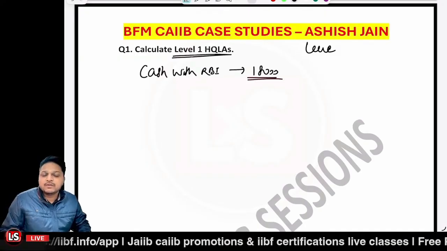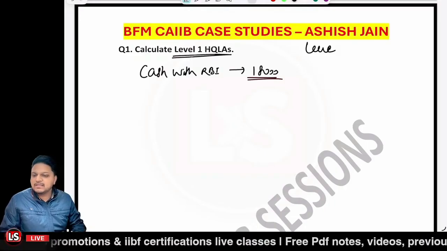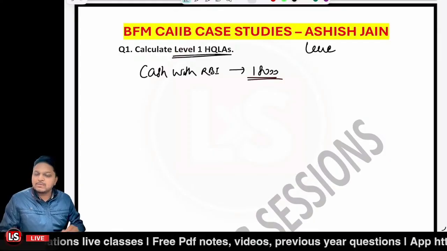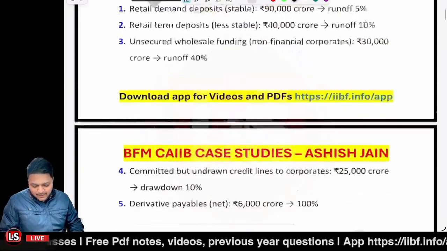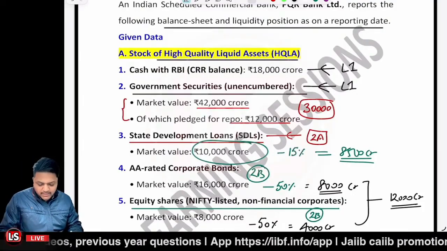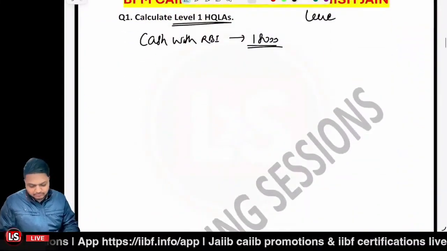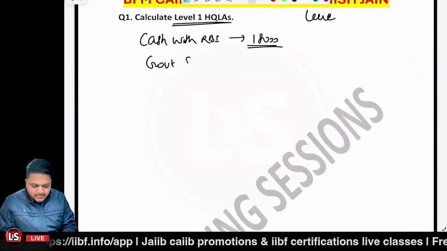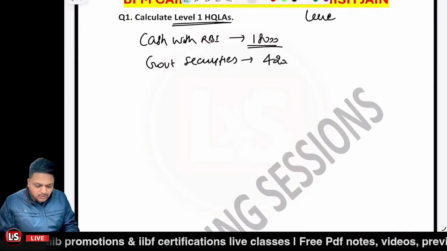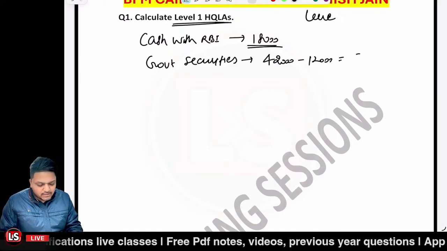And in case of the cash with Reserve Bank of India, no haircut is applicable because it belongs to level 1 HQLA. So no haircut will be applied, right? But the second point was related to government securities, where the total market value is 42,000 and the pledged one is 12,000 crores, right? So second is government securities, 42,000 crores minus 12,000 crore, so it is 30,000 crore.